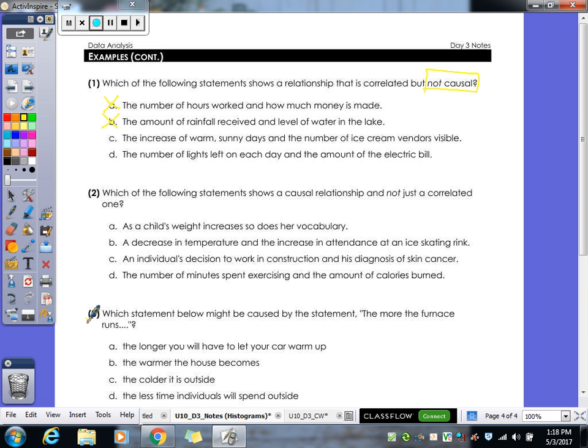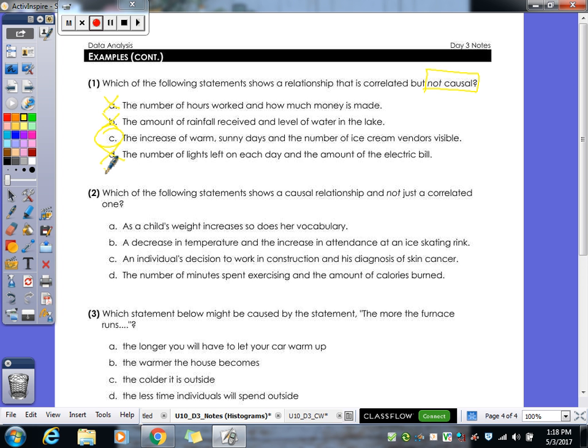The increase of warm sunny days and the number of ice cream vendors visible. Do sunny days cause it? No, because people have to sell ice cream on cloudy days too, right? So this one is the answer. The sunny days did not cause the vendors. And the last one, the number of lights left on each day and the amount of the electric bill. Don't your parents yell at you about lights, right? Turn off the lights. Because that one is caused. So those three were caused. This one was not causal.